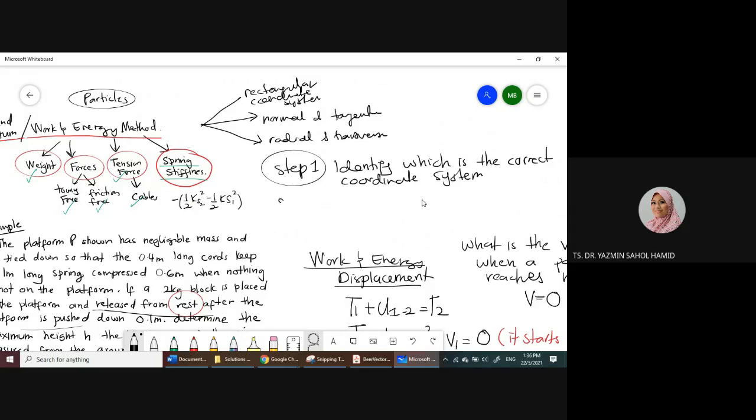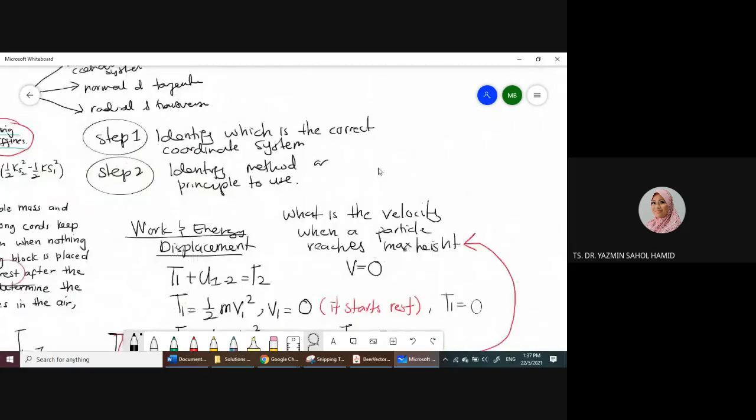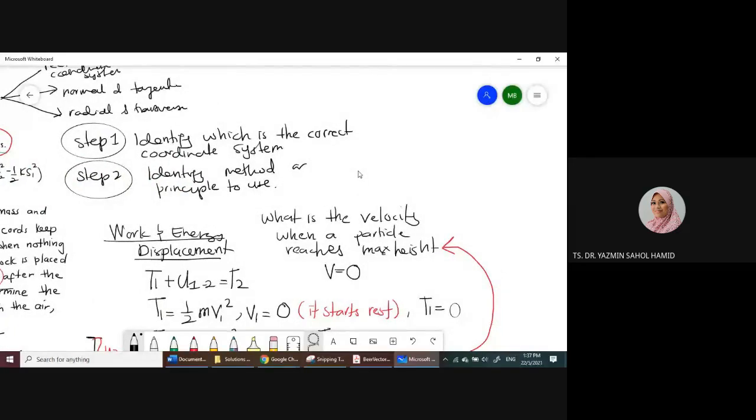And then after that, step 2, you identify the method or principle you want to use. So basically, for identifying the correct coordinate system, it can be what? Curvilinear. It can also be rectilinear. Am I right? And then when you want to identify the method, you can use what? You can use the basic kinematic equations.